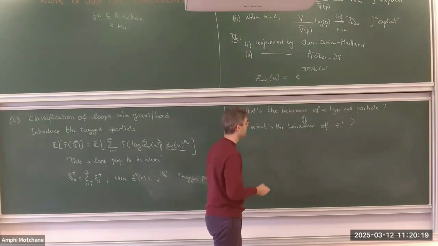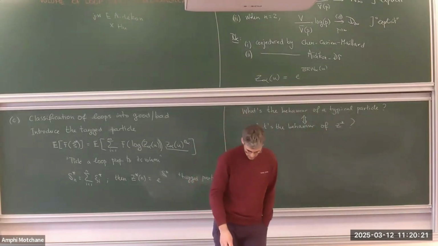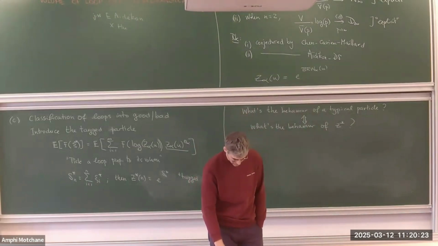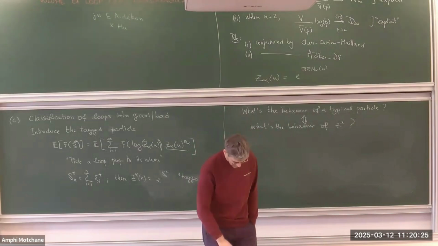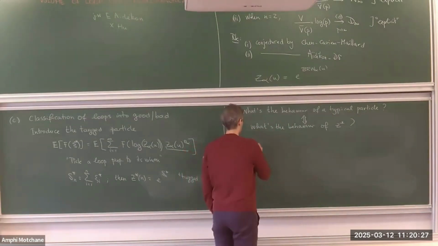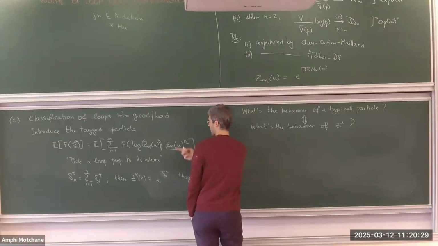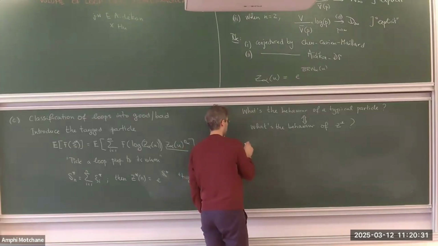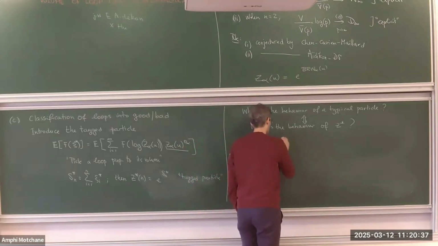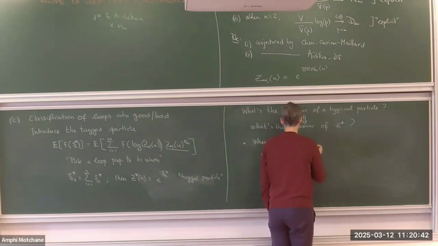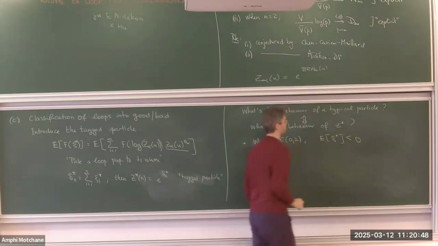By definition, this is how we define Z star, as a type particle. This behavior depends on the offspring distribution xi hat, the xi star. It turns out that when n is between 0 and 2, the expectation of psi hat is negative.